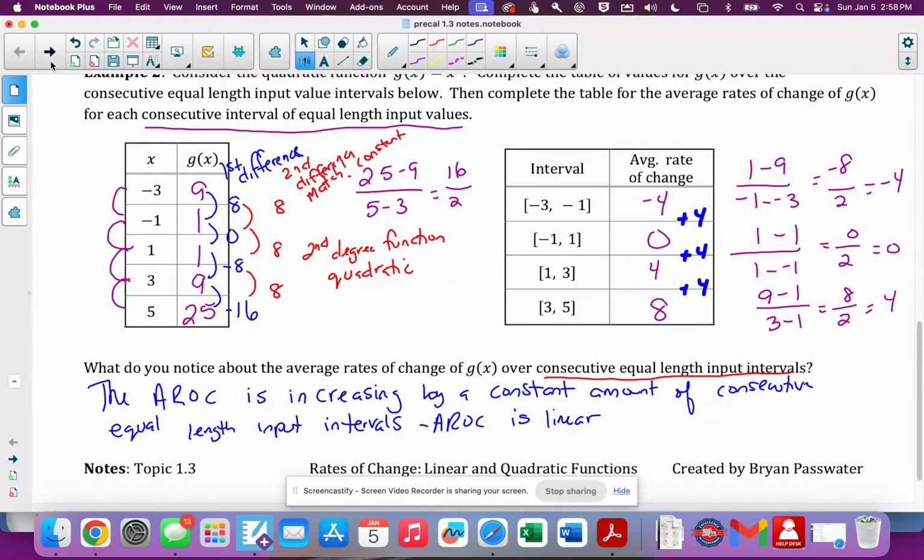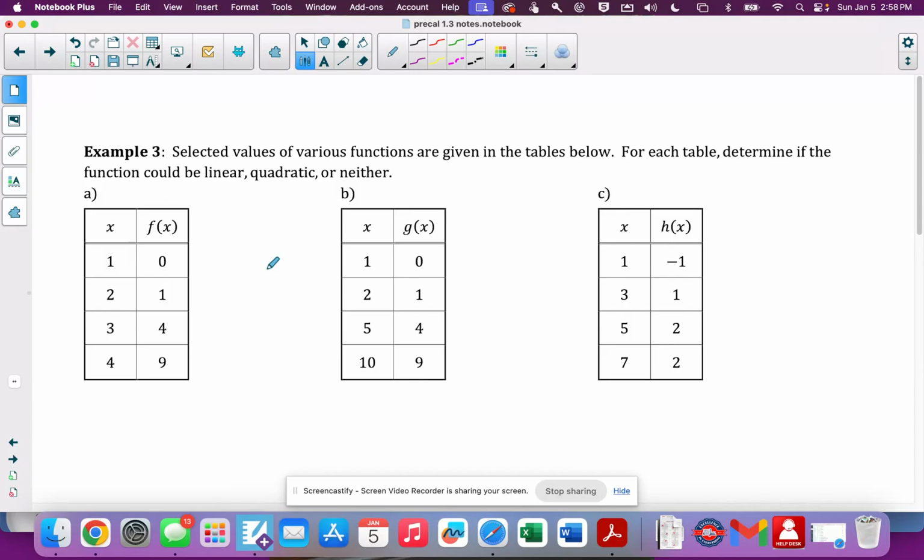All right, so let's try a couple more. We're going to check if it's linear, quadratic, or neither. Again, you have a couple of choices on how to do this. You can look at your average rate of change over consistent equal length intervals, which for A and C, no problem, we can do that. B, we're going to have to go the long way and check all the different average rates of change because we don't have equal length intervals for our x values.